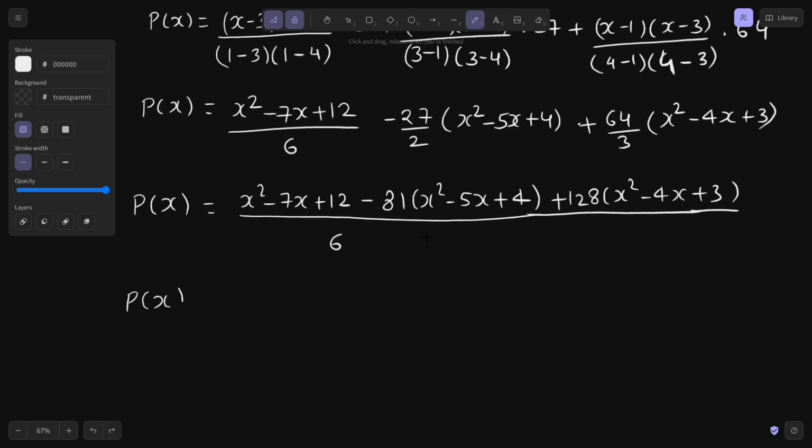So your polynomial in x will be, let's collect the like terms. Let's use a calculator so that it will be faster, because it is allowed in most of the cases. So the x square coefficient is 1 minus 81 plus 128, so that is 48. The x coefficient is minus 7 plus 405 and 480 and 32, 512.